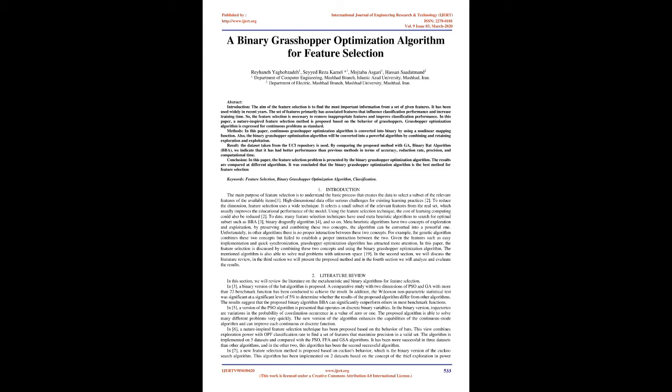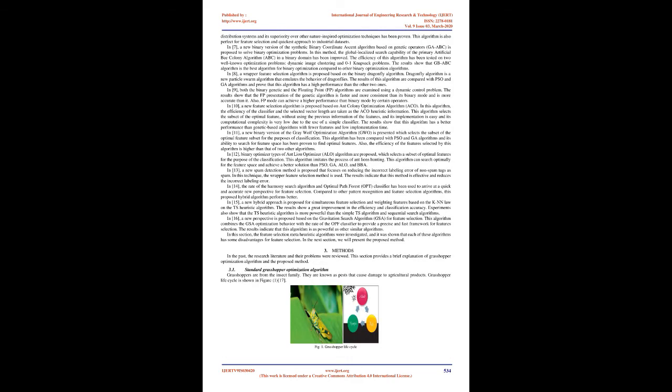Given features such as easy implementation and quick synchronization, the grasshopper optimization algorithm has attracted more attention. In this paper, feature selection is discussed by combining these two concepts and using the binary grasshopper optimization algorithm. The mentioned algorithm is also able to solve real problems with unknown space. In the second section, we will discuss the literature review. In the third section we will present the proposed method, and in the fourth section we will analyze and evaluate the results.